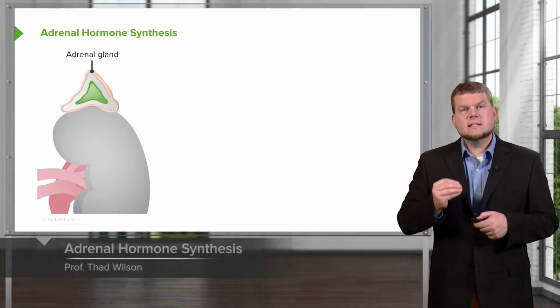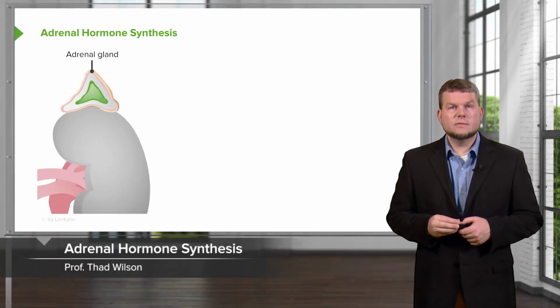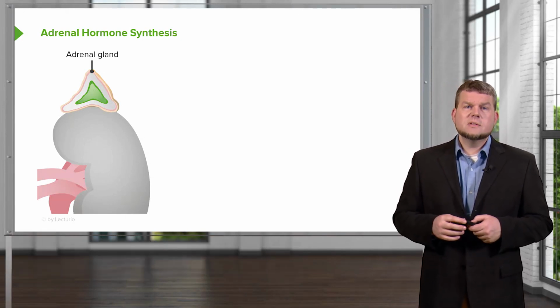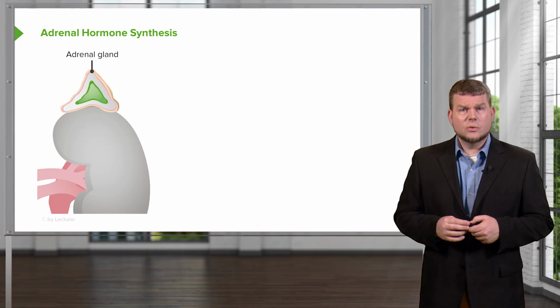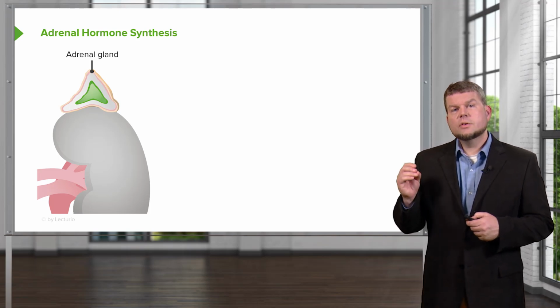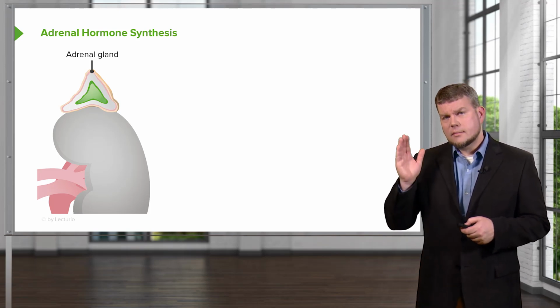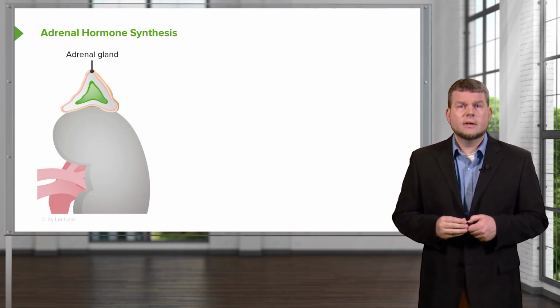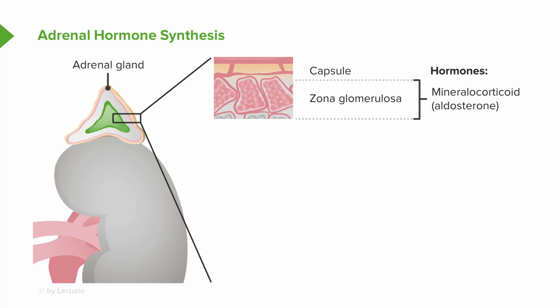So now what is the synthesis pathways of these various hormones? Let's start with adrenal cortex hormones and then move into adrenal medulla hormones. So in terms of the cortex, if we sliced the adrenal gland right in half, if we look through the various layers of the adrenal gland, we start with the capsule. The capsule is a fibrous layer and it's mainly connective tissue.